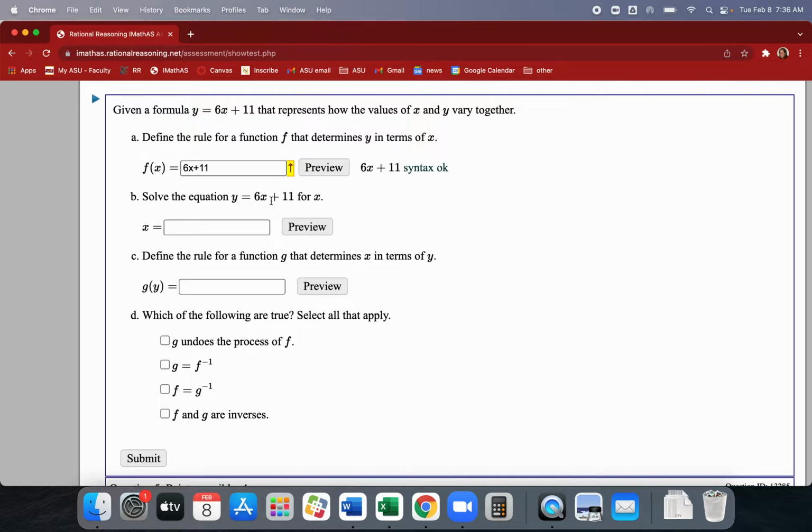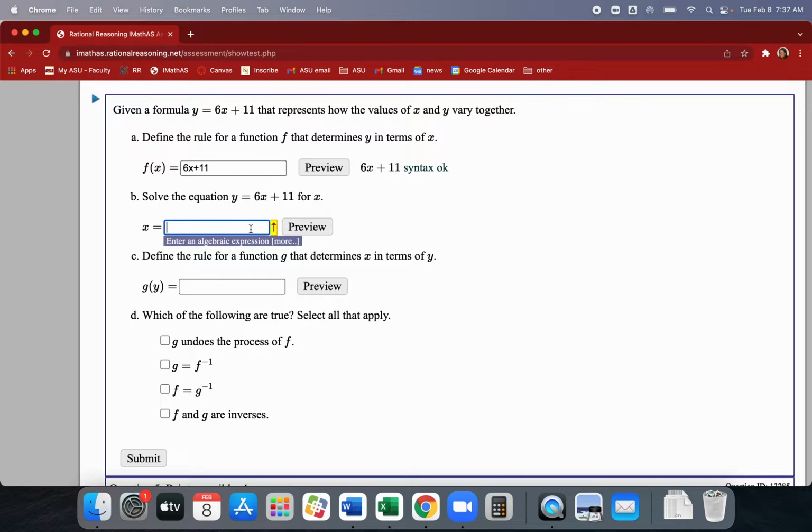So if we want to solve this equation, y equals 6x plus 11, for x, you've seen those instructions multiple times throughout math history. It just means get x by itself, make it look like x equals something. So we're going to solve this for x, and this is a two-step solve, right? It would just be subtract 11 and then divide by 6.